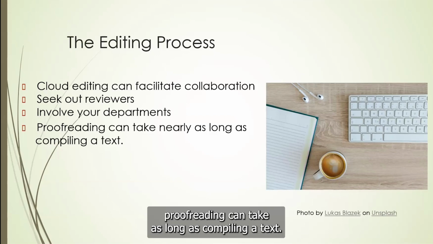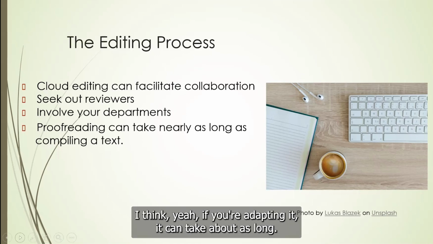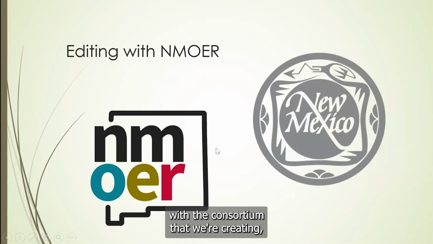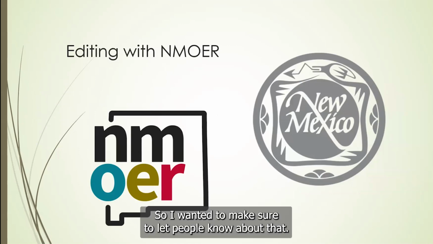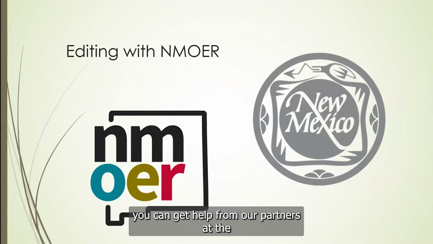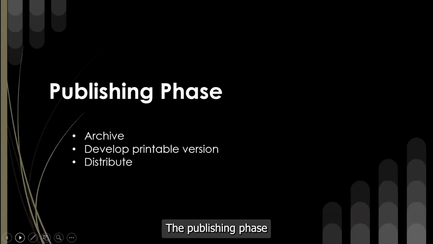Sometimes proofreading can take as long as compiling a text. Maybe I'm just a slow proofreader, but that's what it really, really felt like. I think, yeah, if you're adapting it, it can take about as long. So I put this in here because actually with the consortium that we're creating, this editing process is being handled by our OER editor. So I wanted to make sure to let people know about that. If you're working in the consortium and you're developing a text, you can get help from our partners at the UNM Press. This is their logo.